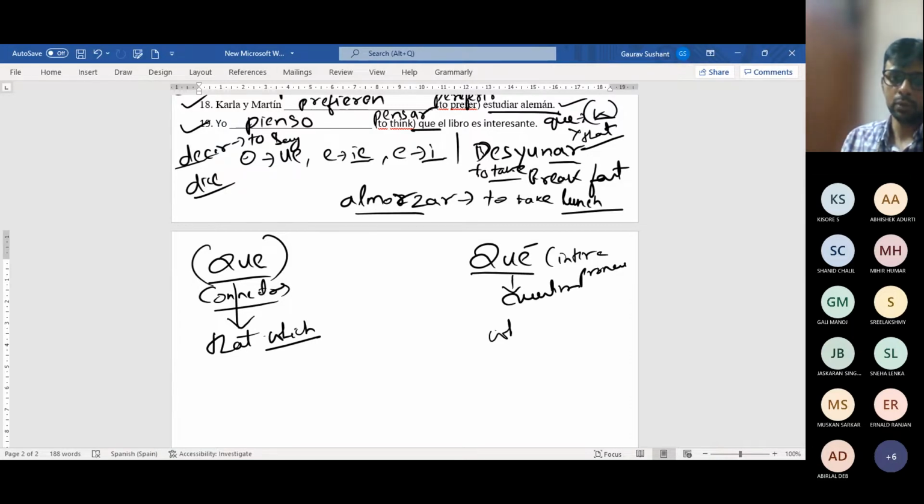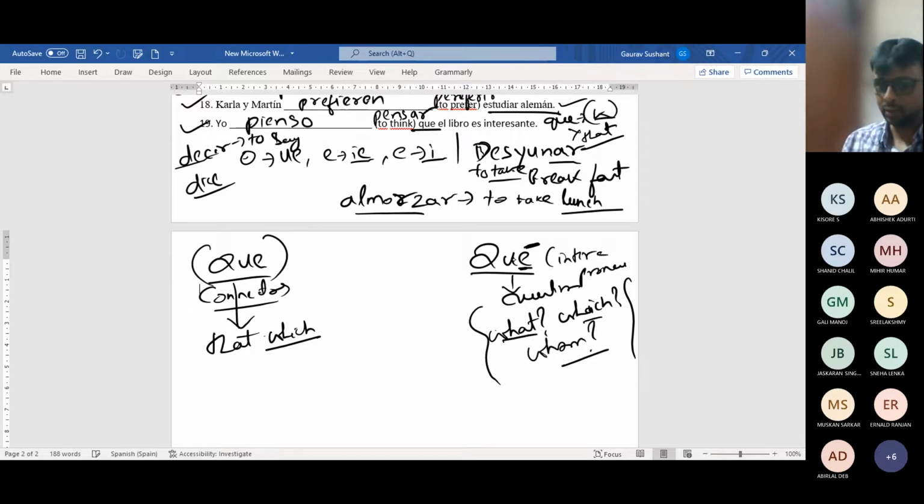And if you are asking a question, then it will be like what. Sometimes it will refer to which. Sometimes it will refer to whom also, depending upon the context. But the major difference is this accent. So when you are putting an accent on this last letter E, it becomes a question. And then you have to select the correct one according to the context. But when it is without any accent, it is like a connector in a sentence, and it will sometimes refer to that, sometimes to which also, depending upon the particular English sentence.